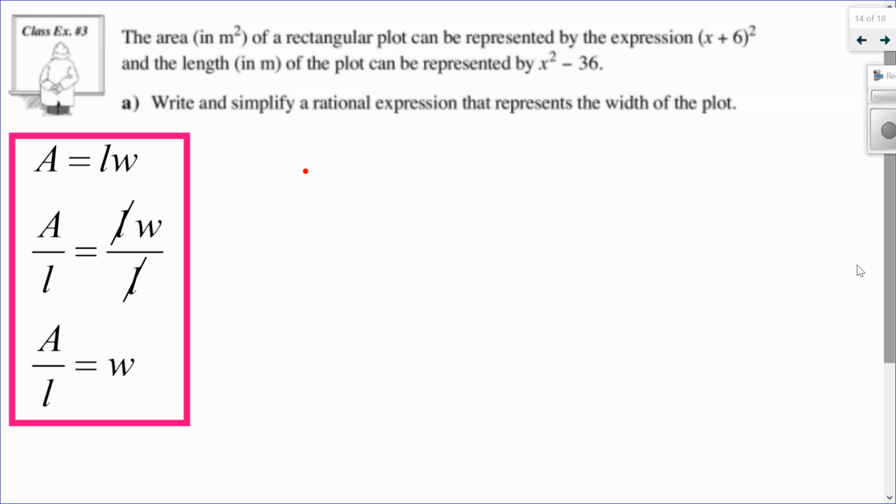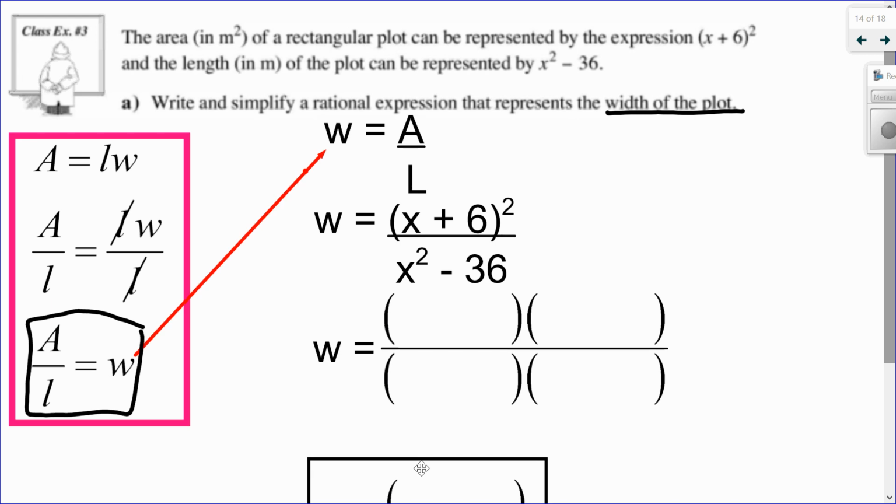So what I did on the side here is I wrote out what area is. I know area is length times width. Well, since I want an expression for the width of the plot, since I multiplied width by length, I divided both sides by length. So width is really the same as the area divided by the length. So I'm going to use that. Width is area divided by the length.